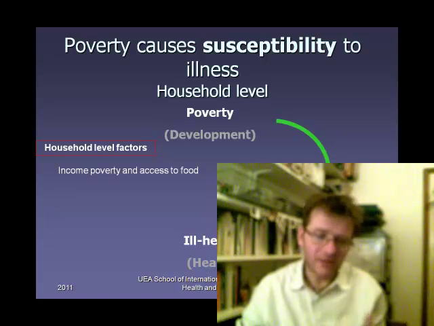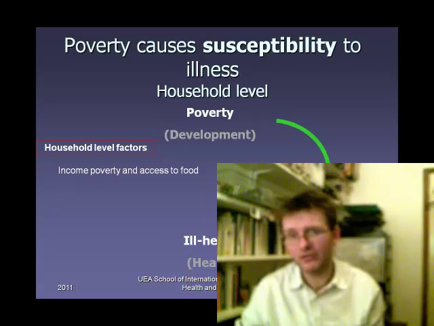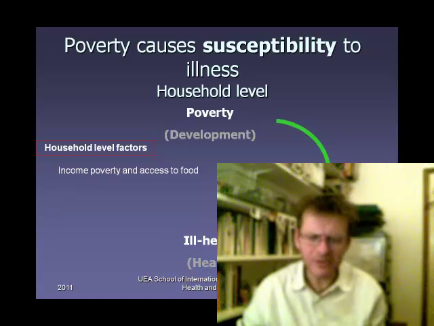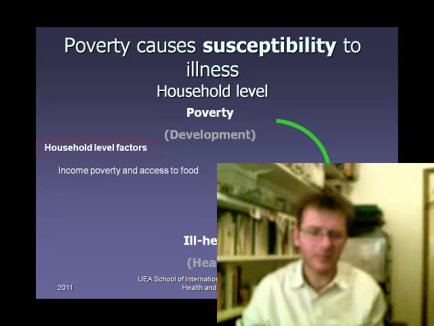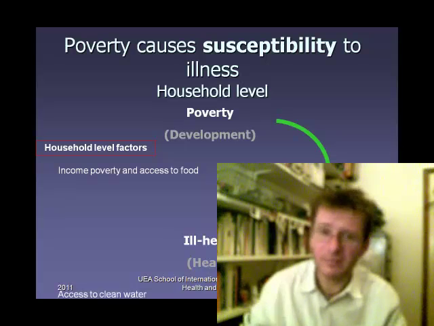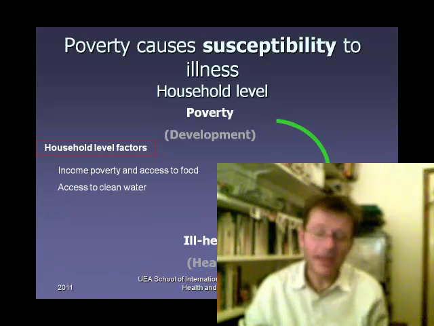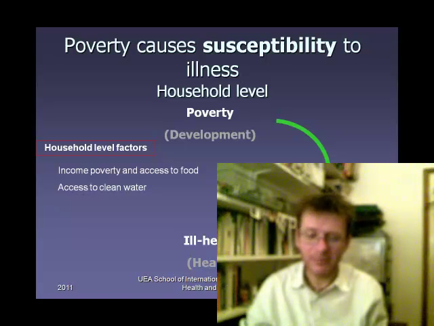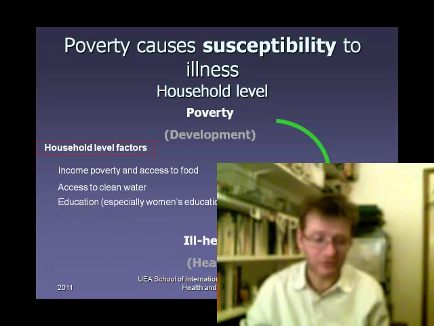Well, there is obviously income poverty and how that affects things such as access to food. But we know that access to food isn't just about income. It's also about one's position in the household and whether one can access the food that's available to other members of the household. Perhaps if you're a young child or if you're a woman in the household, you may have less access to food than males, for example. Access to clean water, that's another key factor that contributes to better health, but if you don't have access to clean water, then you're more susceptible to illness.